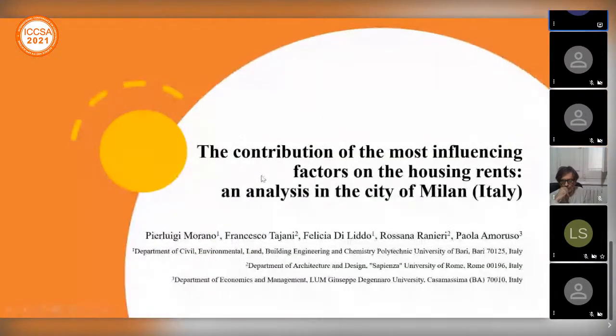So the aim of this research, as the chair has just said, is to identify the most influencing factors on the housing rents. So now we are in the rents sector, and the case study that has been chosen is the city of Milan.